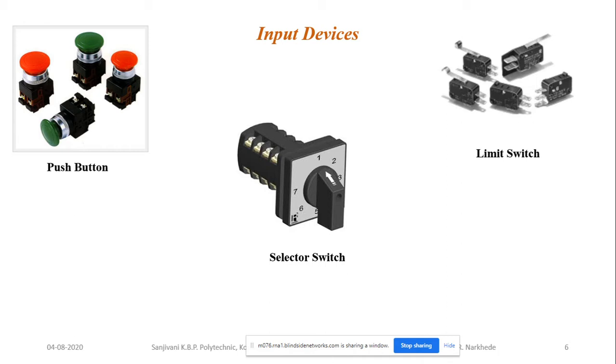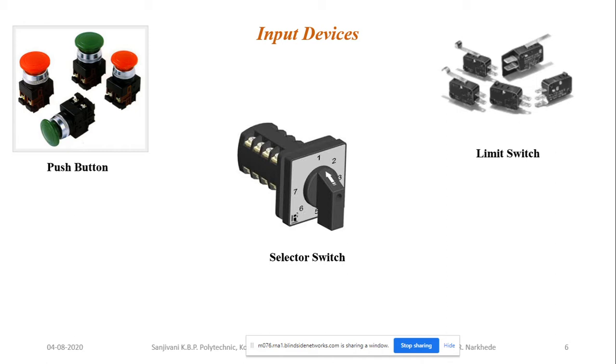Or you can operate the device at variable speeds, such as the regulator of a fan. If I want to operate the fan at different speeds, then I can go for the selector switch. So a regulator is an example of a selector switch. A second example of a selector switch is in your mixer. In your mixer you sometimes rotate it at different speeds. We normally have three speeds there, 1, 2, 3.